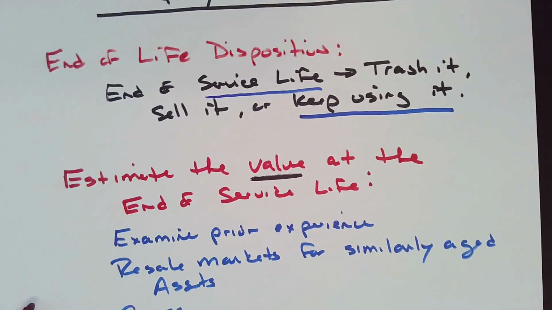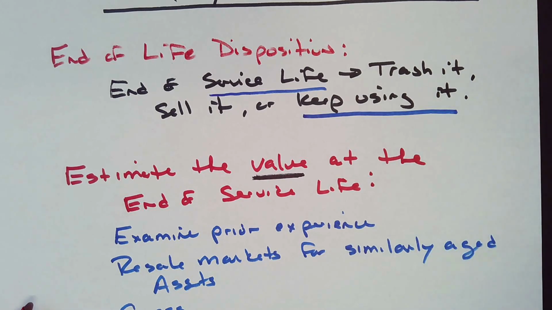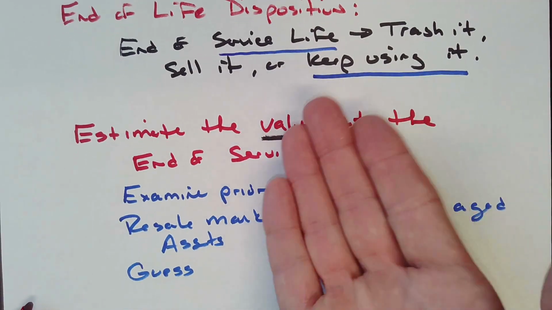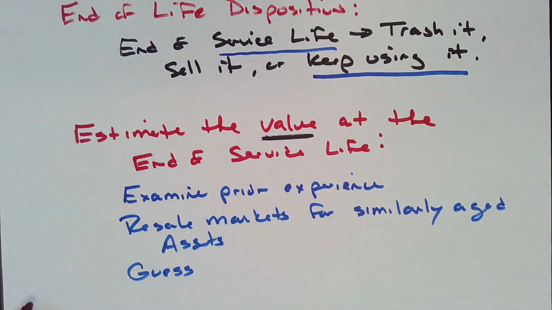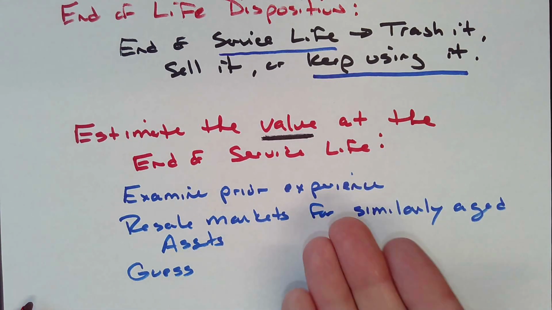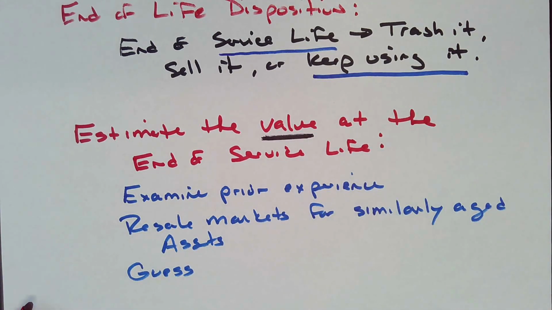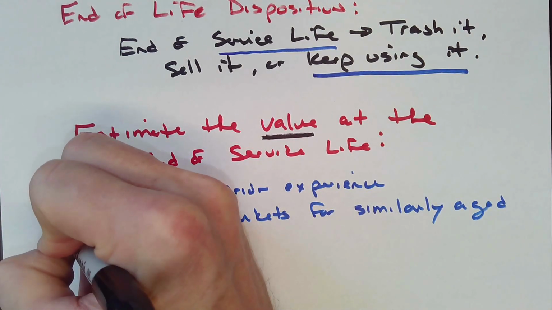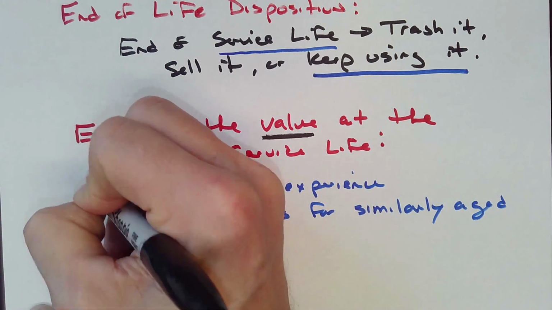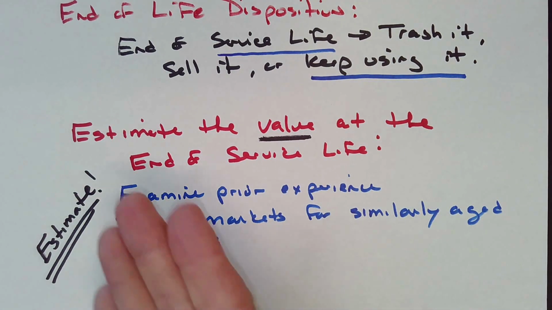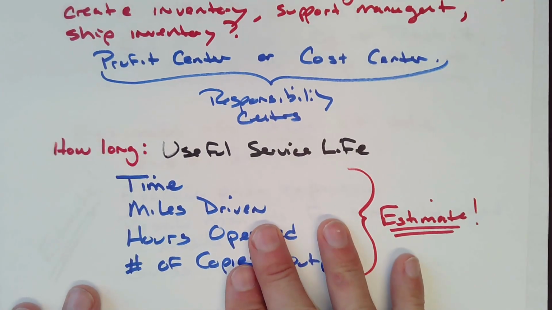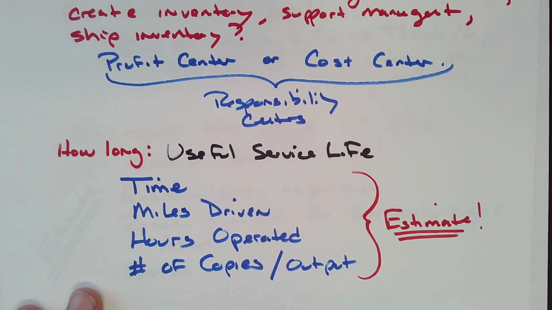What kind of economic model am I going to use to demonstrate how those costs should be allocated? So what we're trying to figure out now is, given the service life, I'm going to trash it or sell it, but even if I trash it or sell it, what do I believe is going to be the value at the end of that service life, by using your prior experience, resale markets from similarly aged assets, or just make a guess? This is also an estimate. So we've got two estimates, this value and what I believe the useful service life to be. Two estimates in trying to figure out how to account for this stuff.